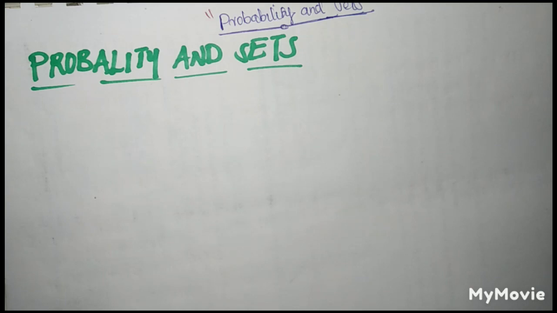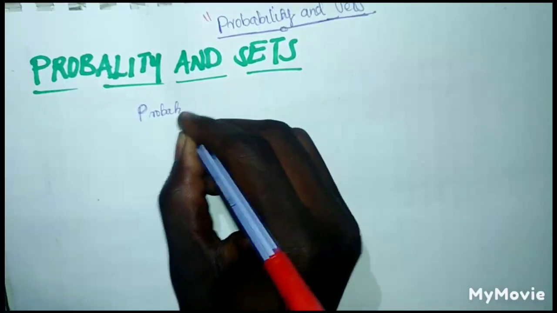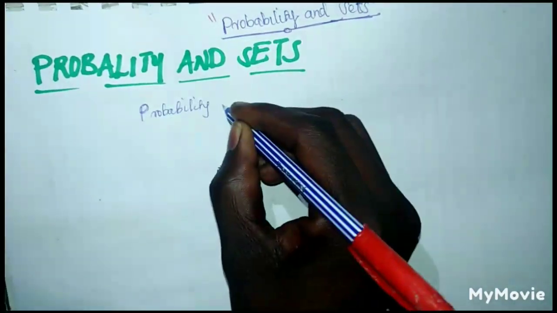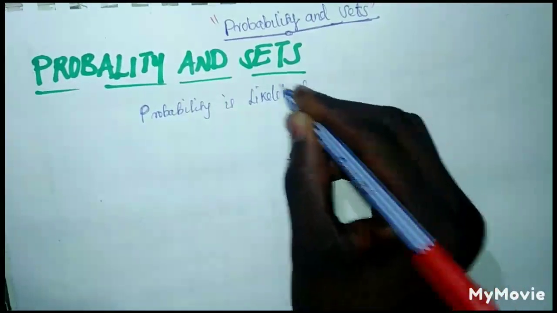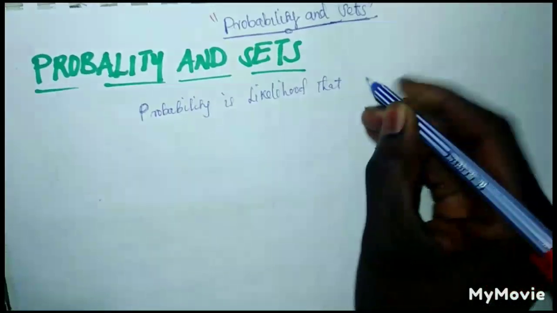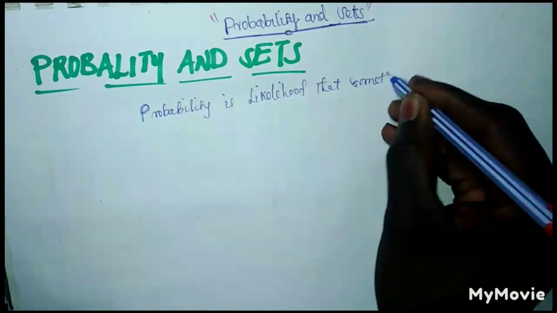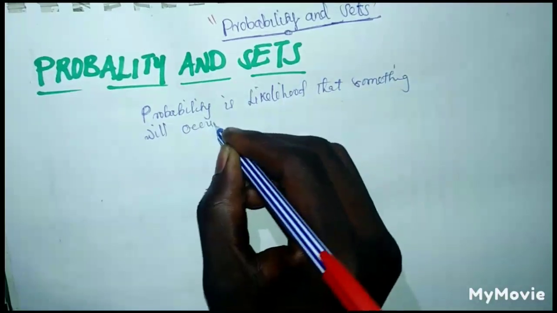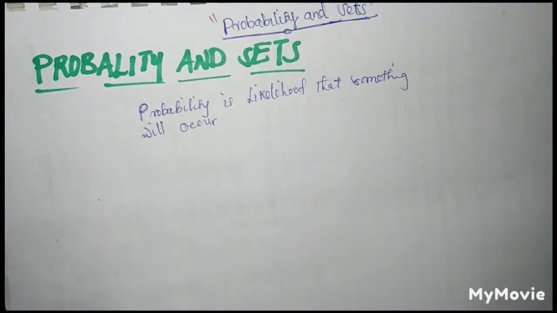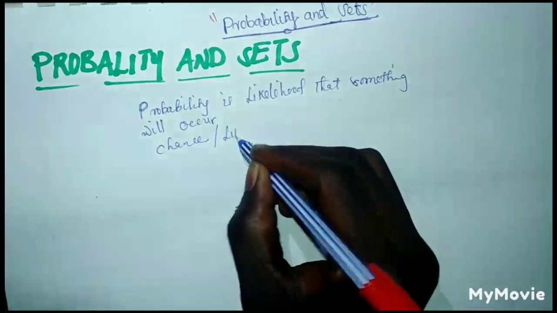Okay, so we said that probability of an event is the likelihood that something will occur. Whenever people talk about probability, they talk about chance or likelihoods.